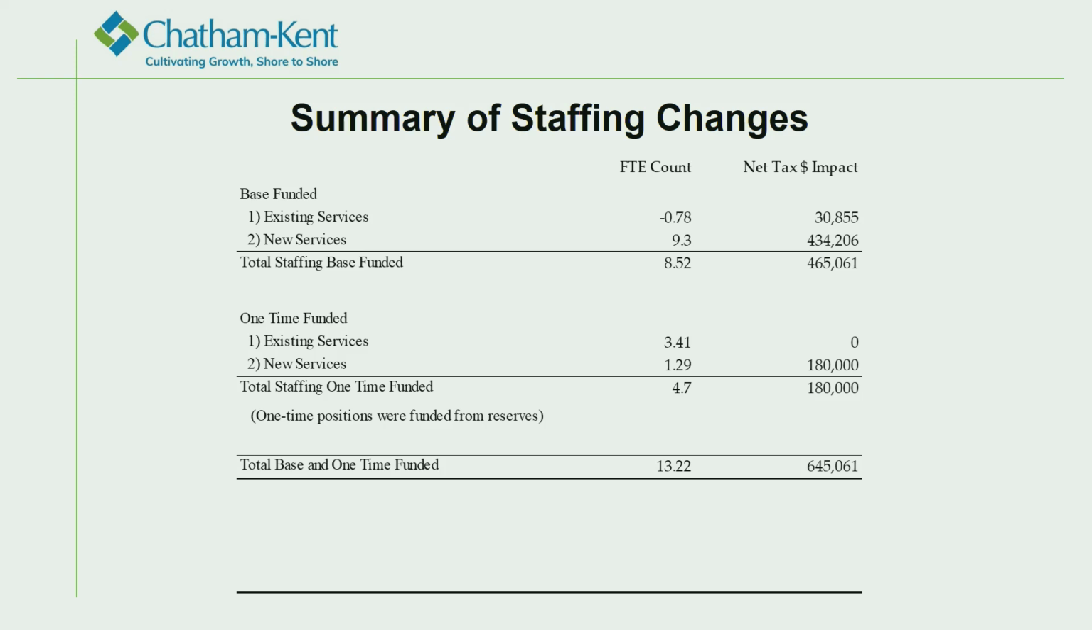So basically, of those 8 jobs, there were about 4 that are landing on the tax base. The rest were funded from other sources. There are 4.7 jobs being recommended that are for short-term, more project-based work, and there are recommendations in the budget to fund them from various reserves, so those will not have a tax impact. So we really just have the $465,000 of tax impact.